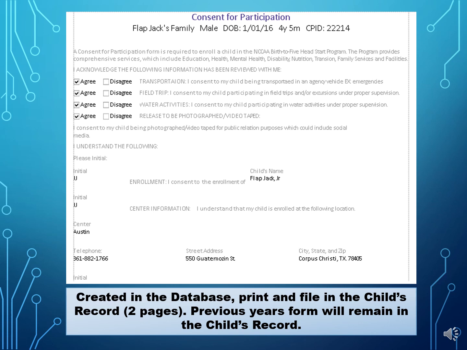Then we have the consent for participation. This is what this form will now look like because it's been created in the database. Again, the family advocate and the site-based manager will complete this form. Once they've completed it, with signatures in every slot that needed to be signed, they would print and file this in the child's record. This is a 2-page document. And if a parent would like a copy, they can print one out for the parent as well. But the previous years will remain in the child's record. The most current year, which is this form here, will be filed on top.